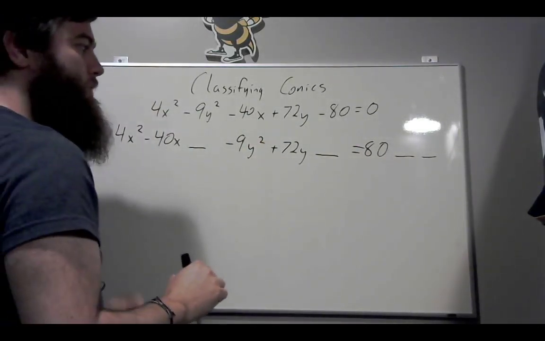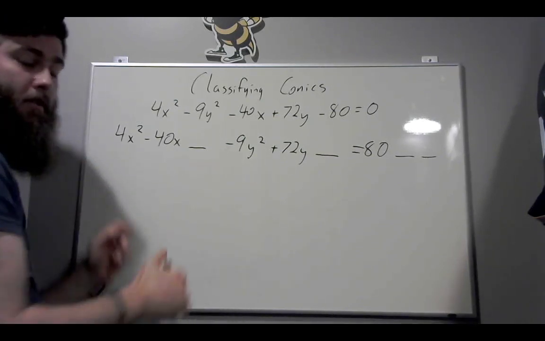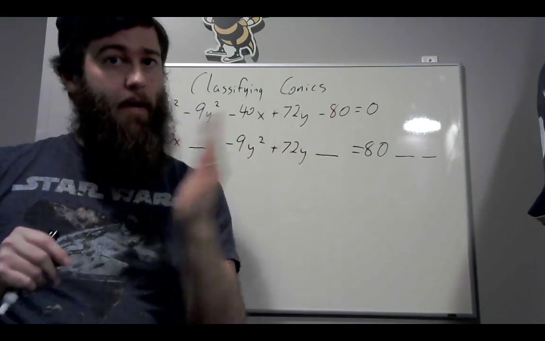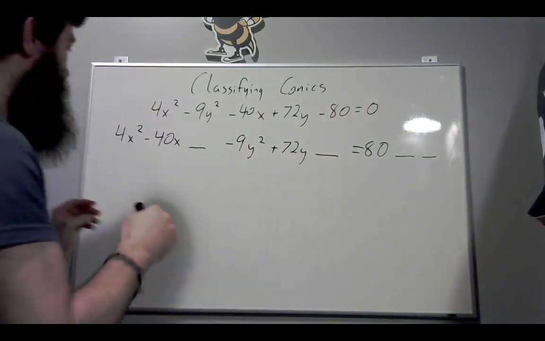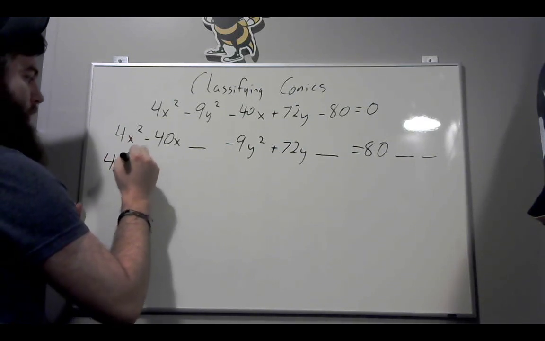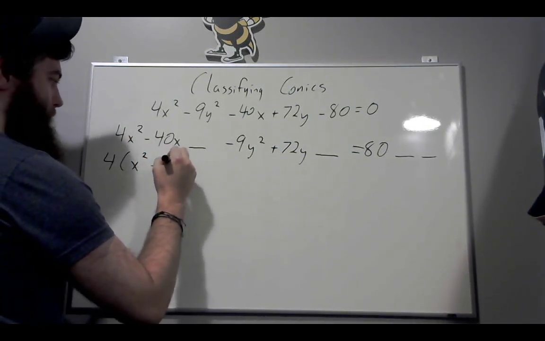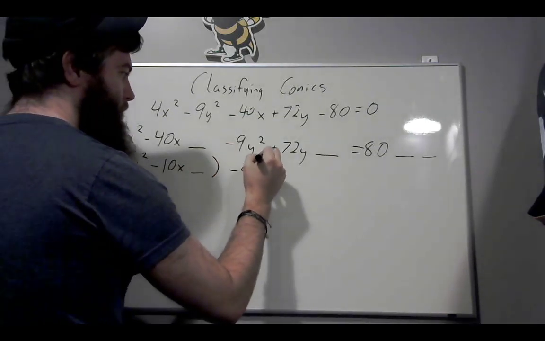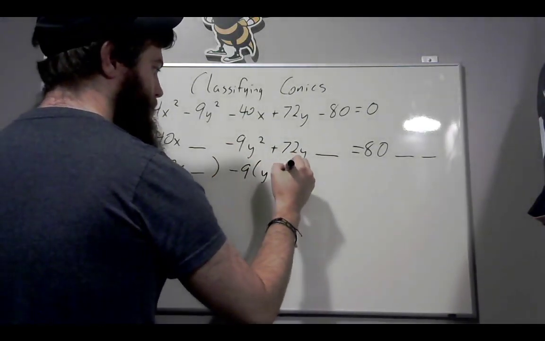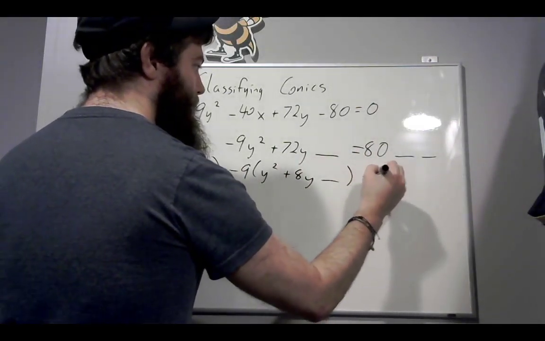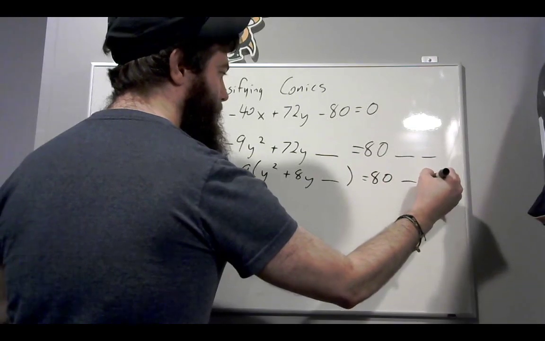So we can complete the square, but since both of these coefficients aren't 1, I need to factor that out, and this is where I'm going to factor out that negative as well. So this is going to be a 4 times the quantity x squared minus 10x blank, a negative 9 times the quantity y squared plus 8y blank equals 80 blank blank.